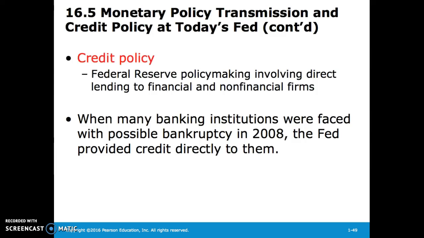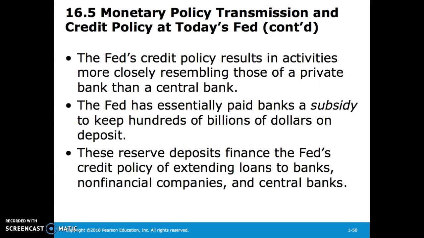When many banking institutions were faced with possible bankruptcy in 2008, the Fed provided credit directly. This credit policy results in activities more closely resembling those of a private bank than a central bank. The Fed essentially paid banks a subsidy to keep hundreds of billions of dollars on deposit. These reserve deposits finance the Fed's credit policy of extending loans to banks, non-financial companies, and central banks.